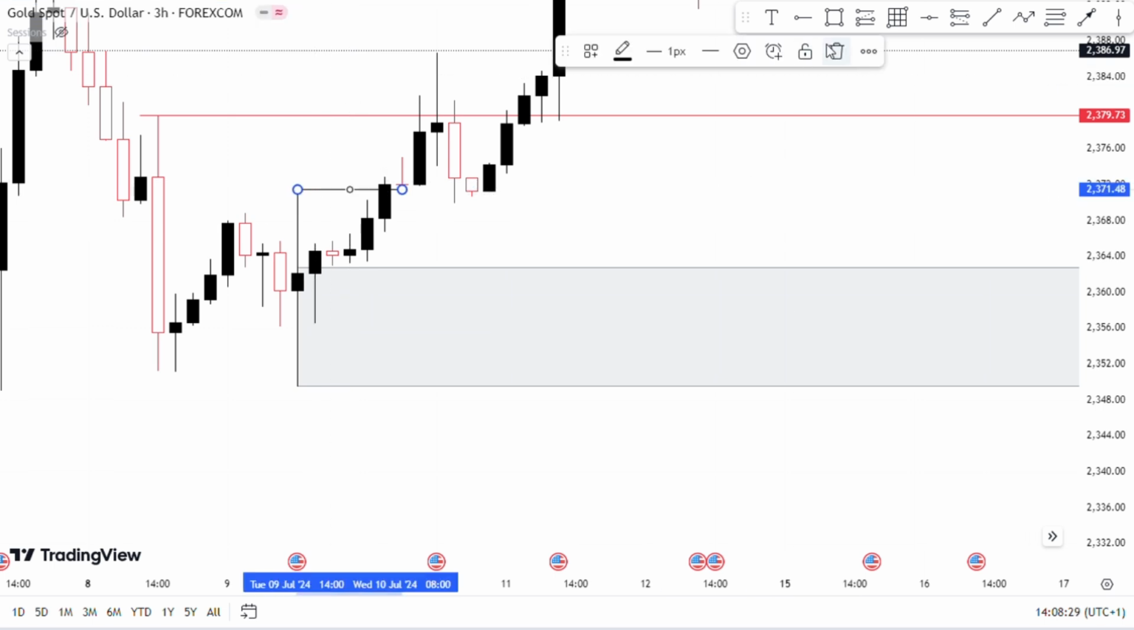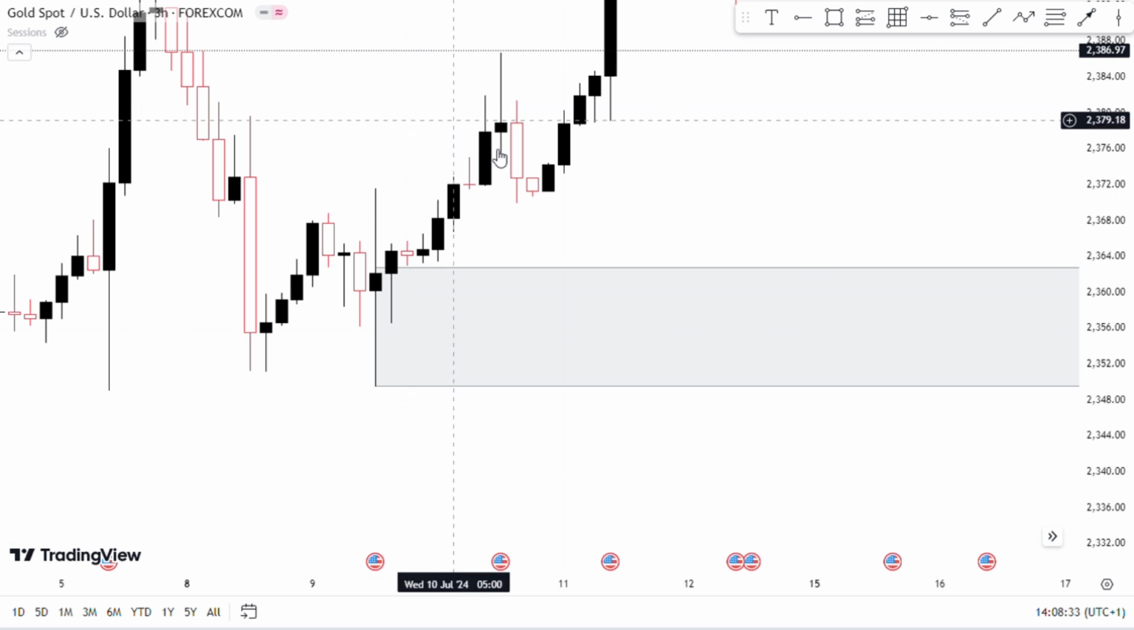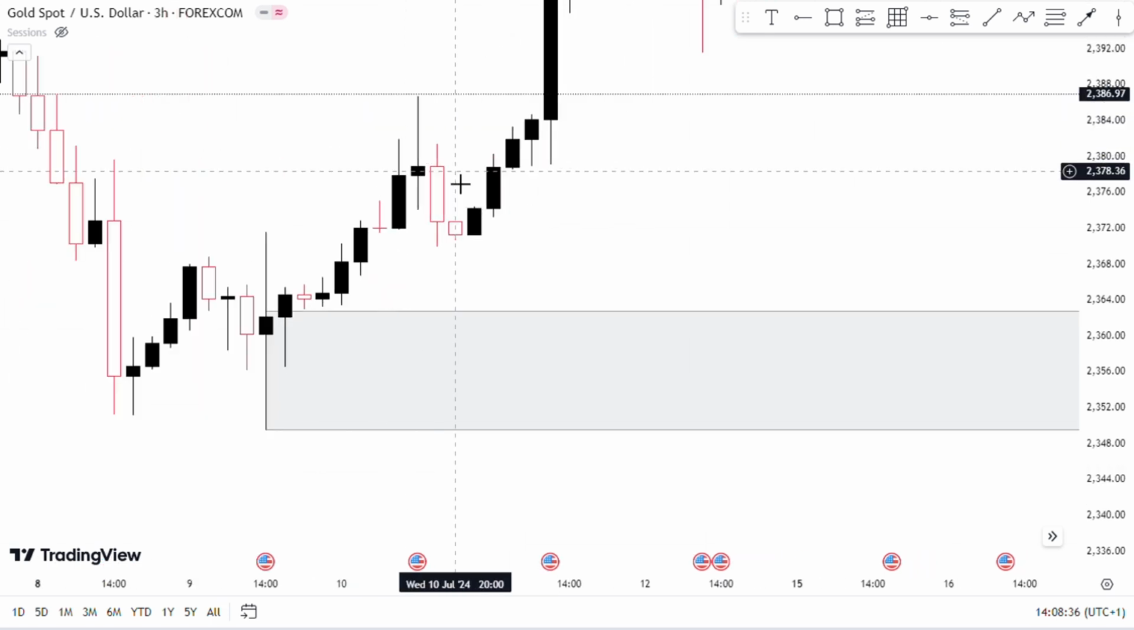Then let me delete this and also delete this. So you're on the 3-hour time frame right now. So let's just go down to the next time frame, which is the 2-hour time frame.